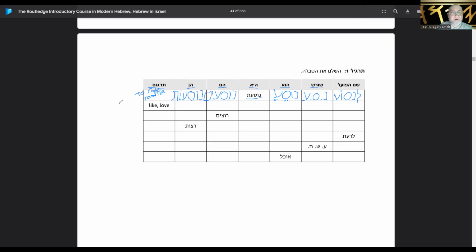So in this one here, look at this. This is all you get, the tirgum, to like or love. And that would have to do with ahava. It would have to do with the love verb. So, le'ehov. Let's see.